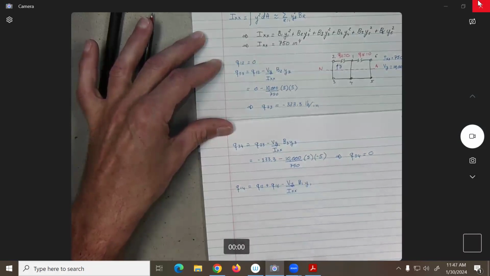B1 was sub 1. Okay, what's the question? Are you making the same shear flow assumption, like direction assumptions that we were in the previous problems?